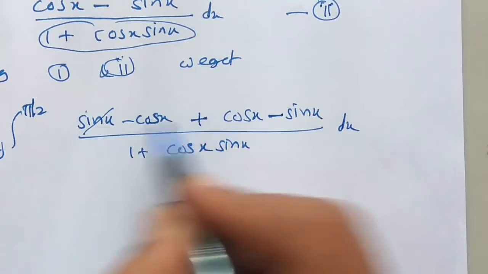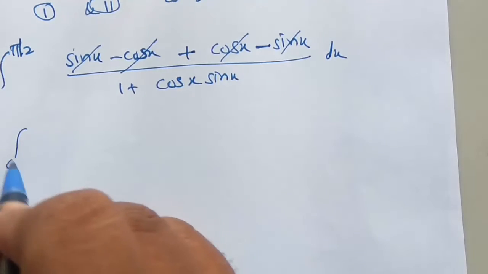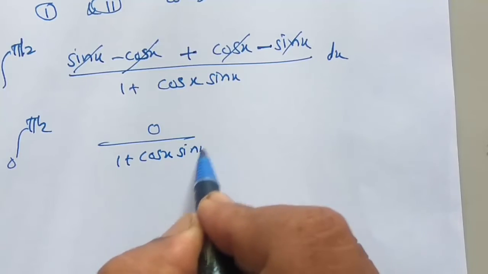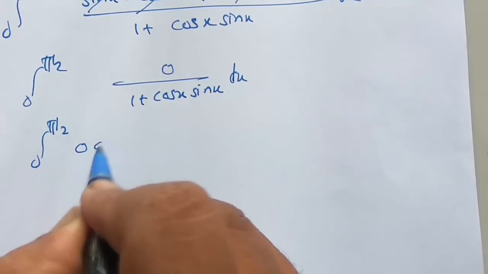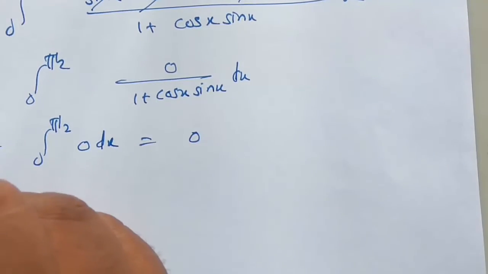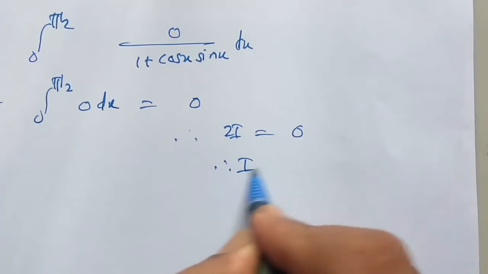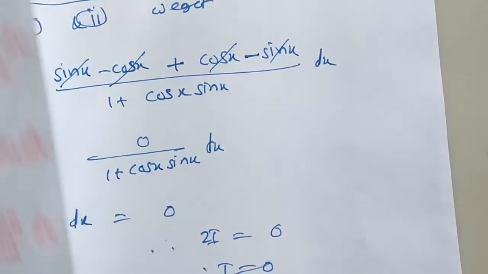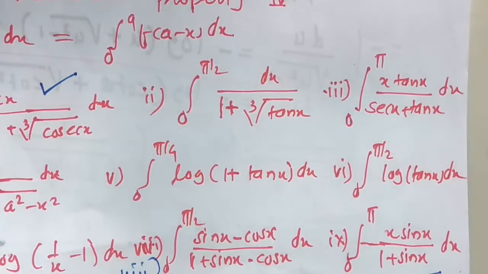Here sin x minus sin x gets cancelled, cos x minus cos x gets cancelled. So it is the integral from 0 to pi by 2 of 0 upon (1 plus cos x into sin x) dx. So it is 0. So the integral from 0 to pi by 2 of 0 dx is equal to 0. So twice I is equal to 0. Therefore, I is equal to 0. So the value of this integration is 0.